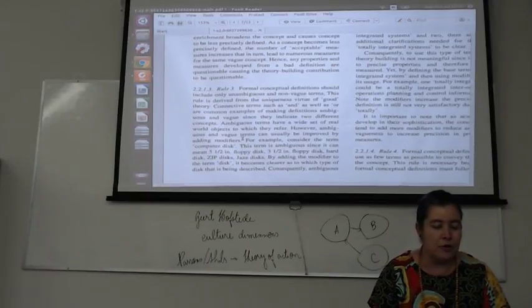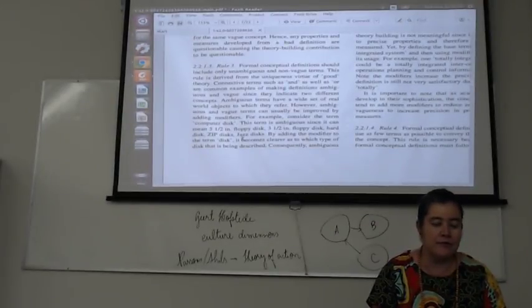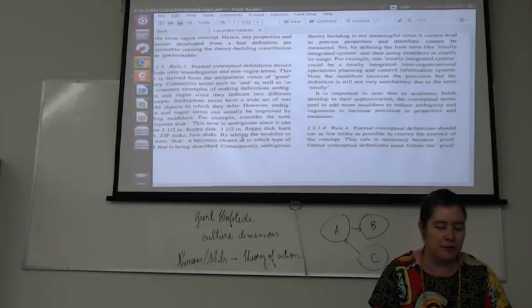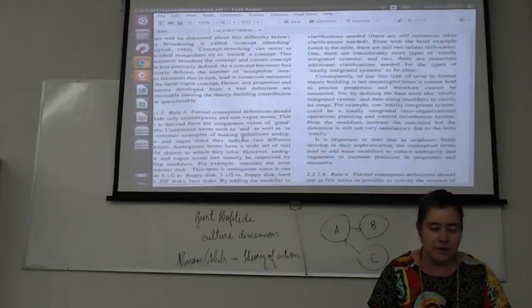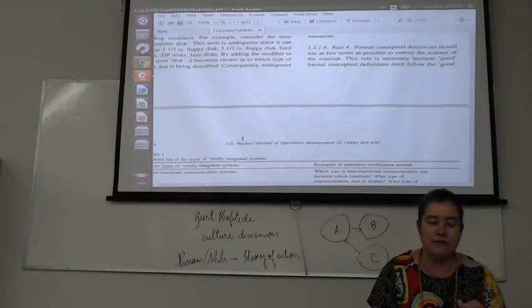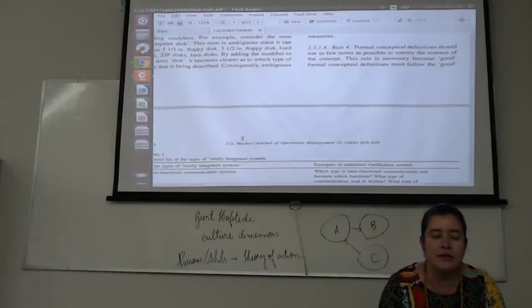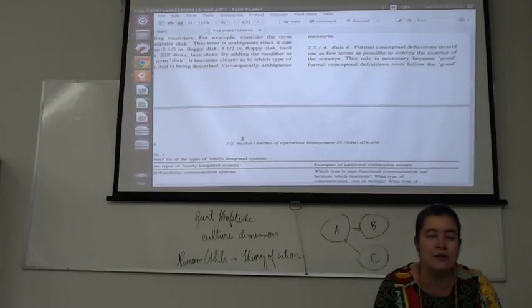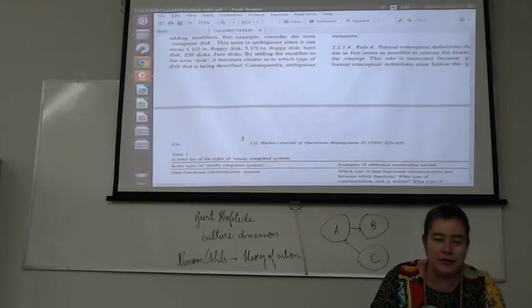The third rule: don't use vague terms, because the more vague the terms, the more vague your definition of the concept will be. That's a little obvious. Rule number four: we don't have to be very prolix or verbose to define our concepts, because the more words you use, the more words you have to hang yourself. So try to be as synthetic as possible, so your definition gets very clear.